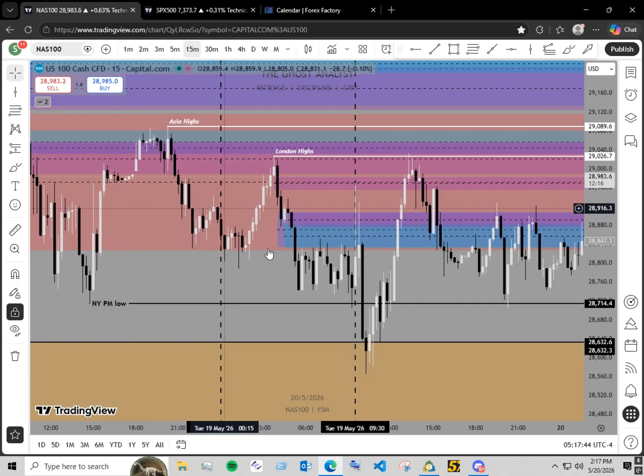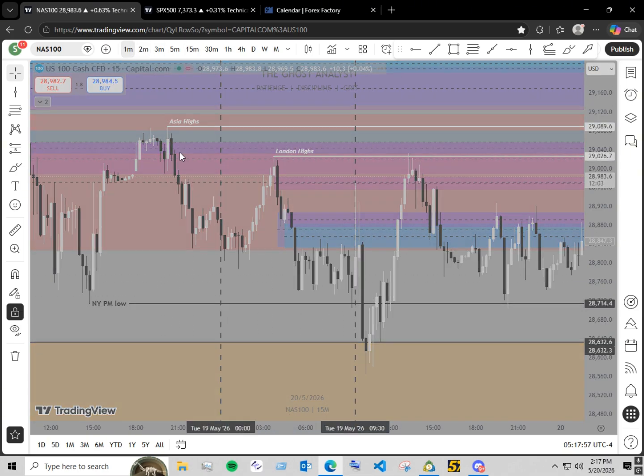This was my first trigger that the market has shown manipulation. It has taken out the liquidity. It has tapped into these premium 15-minute bearish gaps. Now we are ready to displace towards the downside. Now I just needed confirmation.